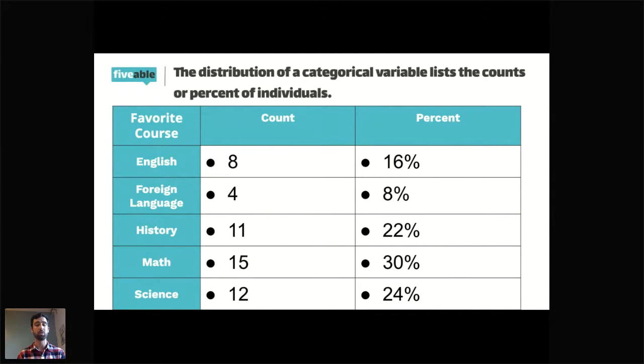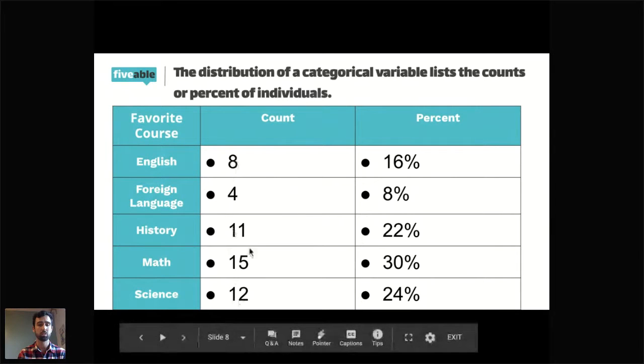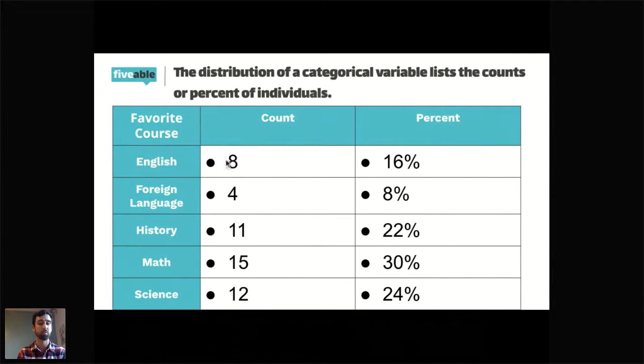In each category, we can measure the counts. The number of people that chose English as their favorite course was 8. The number of people that chose foreign language, 4, and so on. So that's one way we can display it. We can also display it as a percentage, and that allows us to compare a little bit easier. If you look at the percentage of English, that was 16. Now, where are we getting that percentage? Well, we would total these, which I believe totals to 50. Divide whatever count you're looking for. So if I'm looking for English, I would take 8 divided by 50, and that would give me my percent.